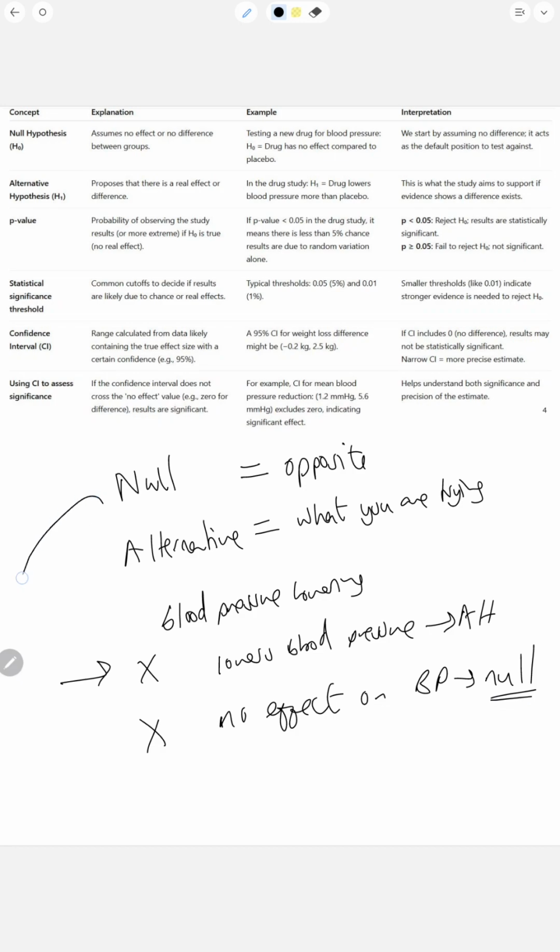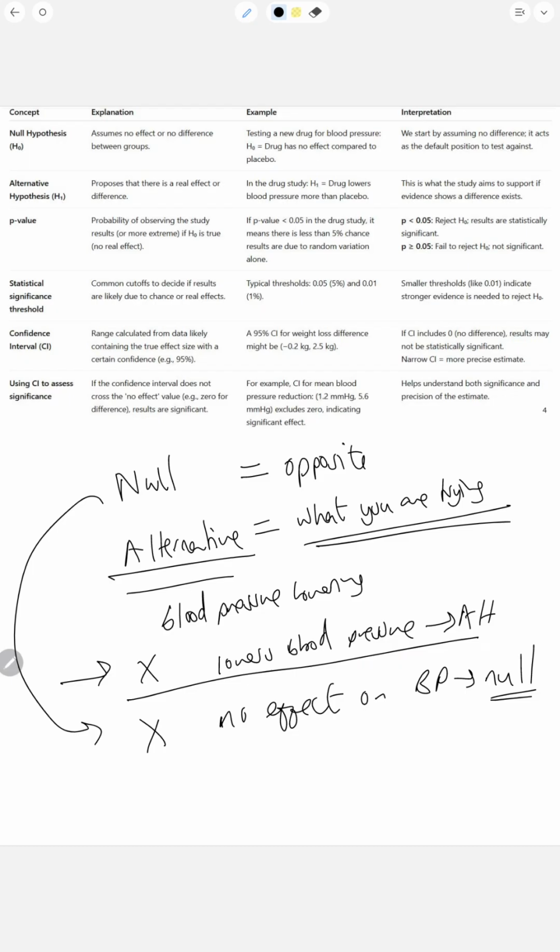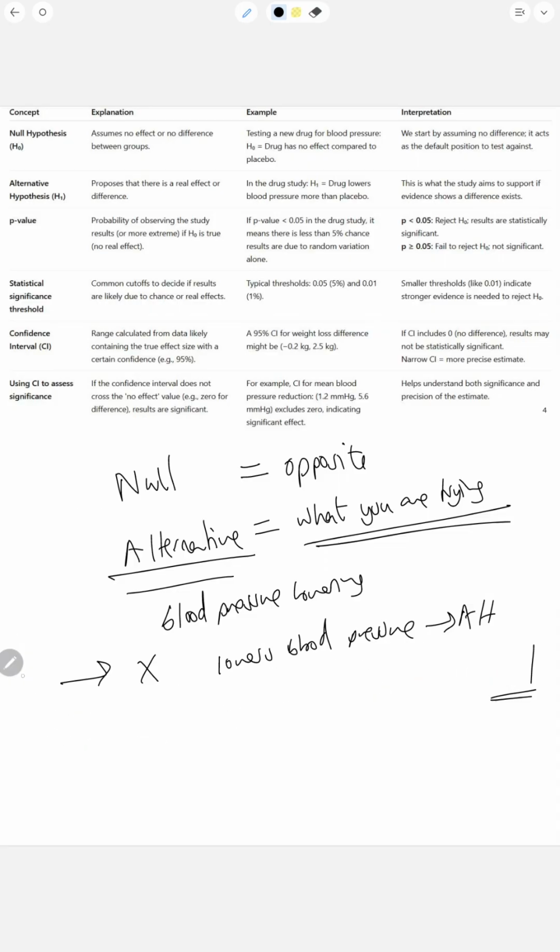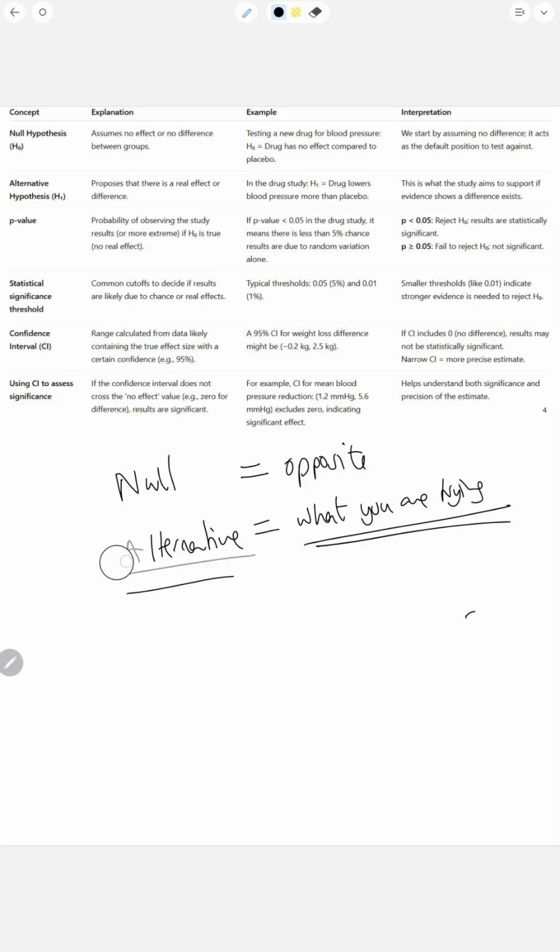So remember guys, null is the opposite of what you're trying to prove, and the alternative hypothesis is what you want your study to be. So X lowers blood pressure, that's your study, that's called the alternative hypothesis. And the opposite of that, meaning X does not cause any effect on blood pressure, is your null hypothesis. Fine, so now that we've got that concept out of the way, let's talk about p-values and confidence intervals.